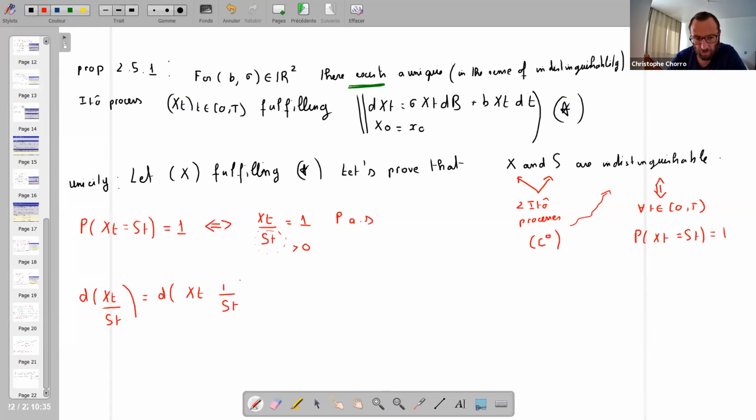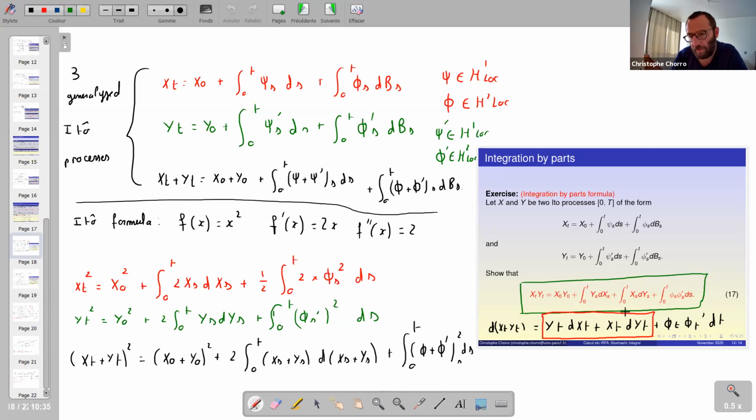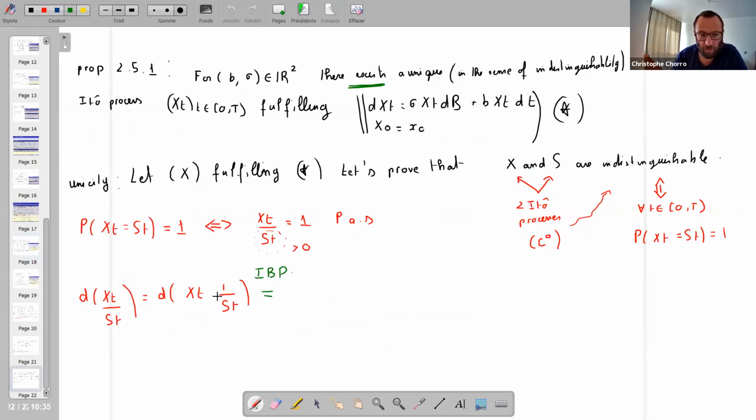We are going to use what I have called the integration by parts formula, the formula here. We are going to use this integration by parts formula in order to obtain the Ito differential of the product. My product here will be simply X_t and 1 over S_t. So let's apply the formula.